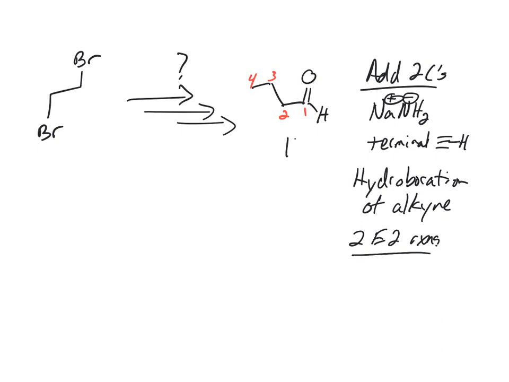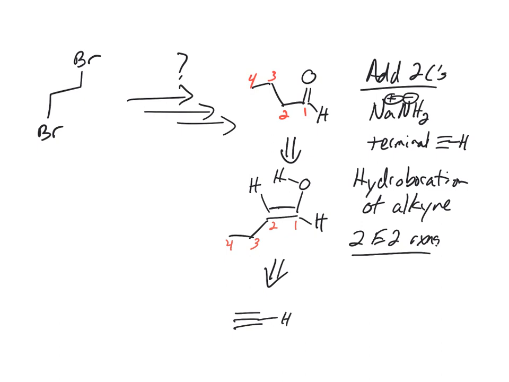All right, so one step back, that aldehyde came from an enol. That's cis addition. Number our carbons, 1, 2, 3, 4. One more step back, that enol came from what? An alkyne. Between which 2 carbons? 1 and 2. 1, 2, 3, 4.